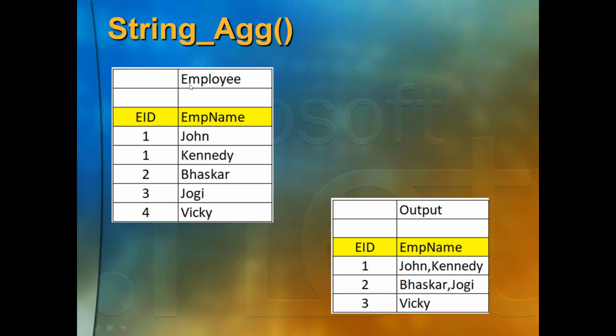There is a table called employee table. Employee doesn't have a primary key, so I have duplicate data here, right? So what has happened here?